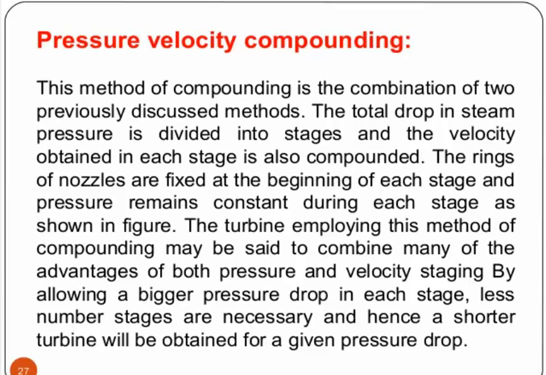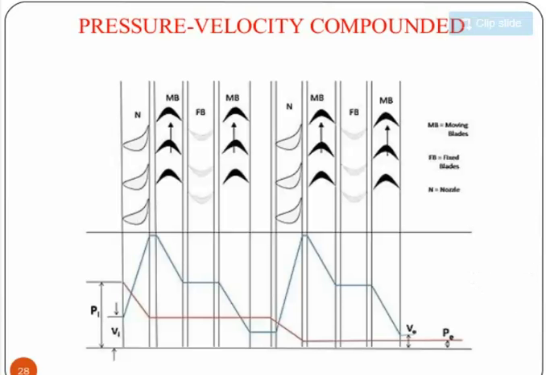The turbine employing this method of compounding may be said to combine many of the advantages of both pressure and velocity staging. By allowing a greater pressure drop in each stage, fewer stages are necessary and hence a shorter turbine will be obtained for a given pressure drop.